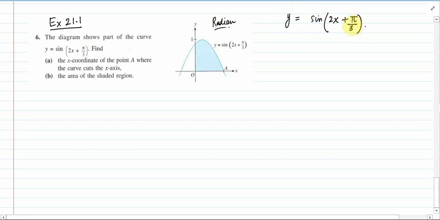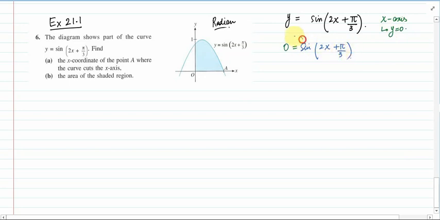The diagram shows part of the curve y equals sine of 2x plus pi over 3. Find the x coordinate of the point where the curve cuts the x-axis. So we know that when your curve cuts the x-axis, it means the value of the y coordinate is 0, right? So we are doing the same. We need to place the value of y as 0 here and find out the value of x. So 2x plus pi over 3.